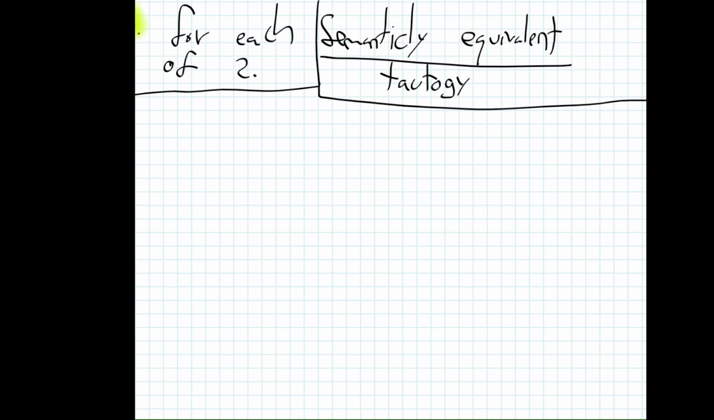So, what does this mean? It means that if we have this formula and we have this formula, sorry, I meant to write an arrow, if their semantic valorations are equal. That's what semantically equivalent means. Okay, so that's out of the way.